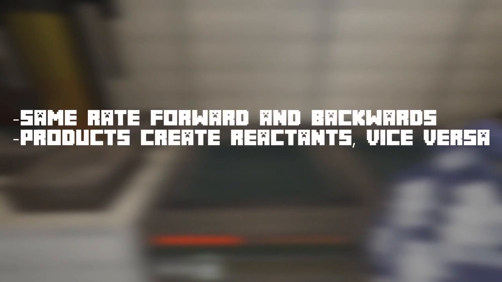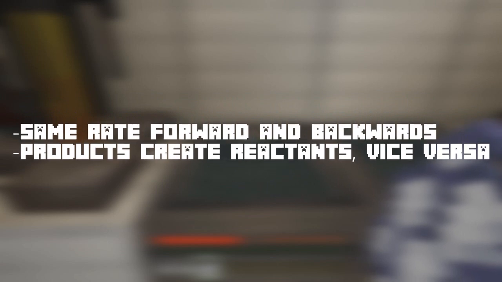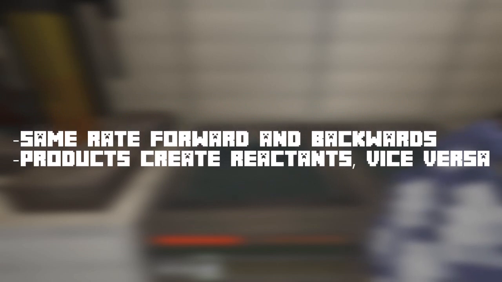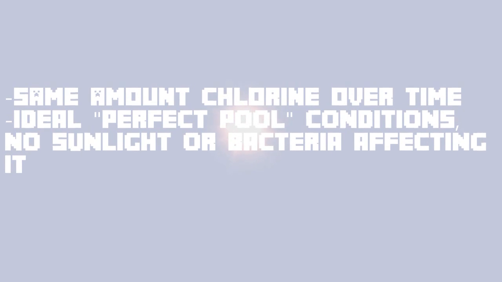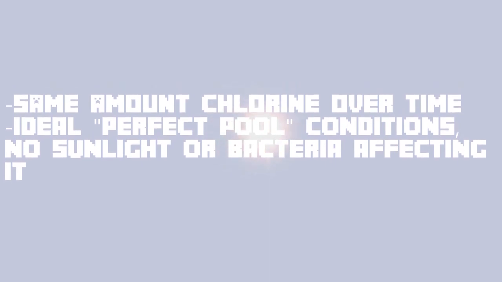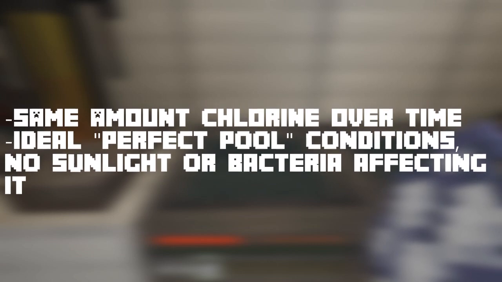So, when the equation reaches equilibrium, the reaction will be moving at the same rate forward and backwards. This would mean that the products will be creating more reactants to replace the reactants that are lost and vice versa. This essentially means that the amount of chlorine in the pool will be the same over time because at a chemical level, HOCl and HCl will continue to make more chlorine gas, or Cl2, and H2O to stay at equilibrium under an ideal, perfect pool.